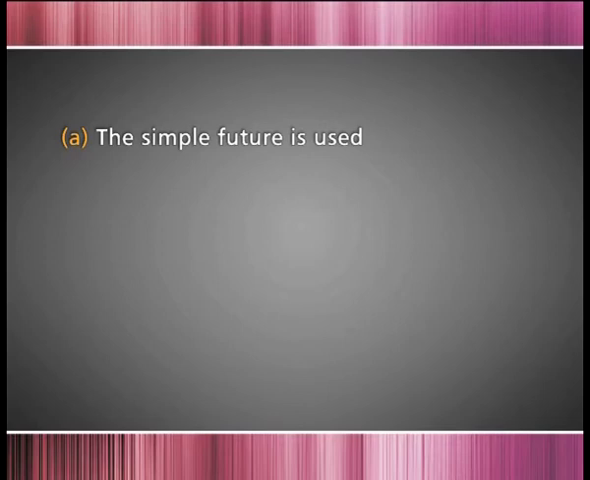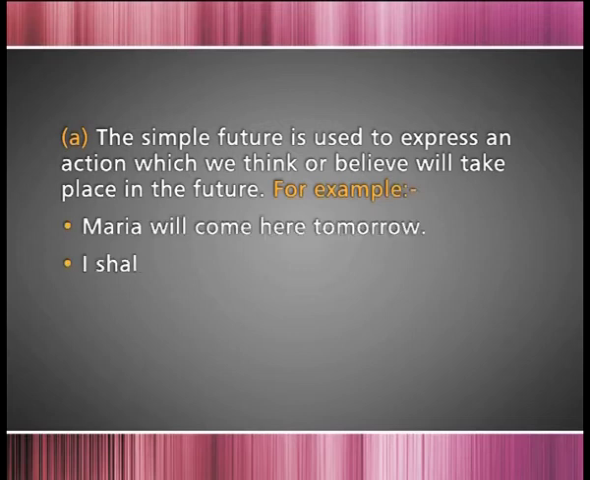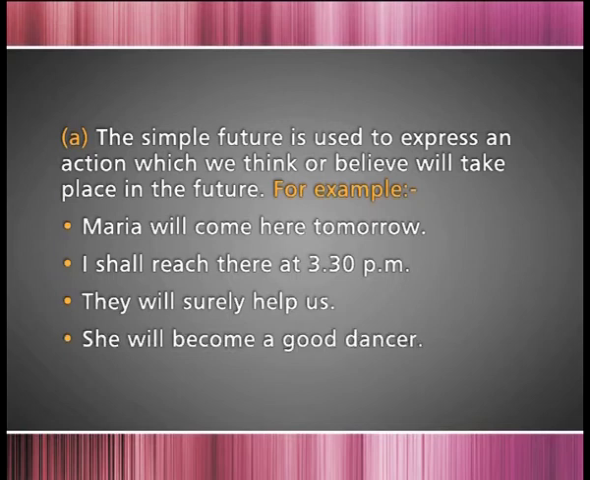Uses of simple future tense. A. The simple future is used to express an action which we think or believe will take place in the future. For example, Maria will come here tomorrow. I shall reach there at 3:30 p.m. They will surely help us. She will become a good dancer.